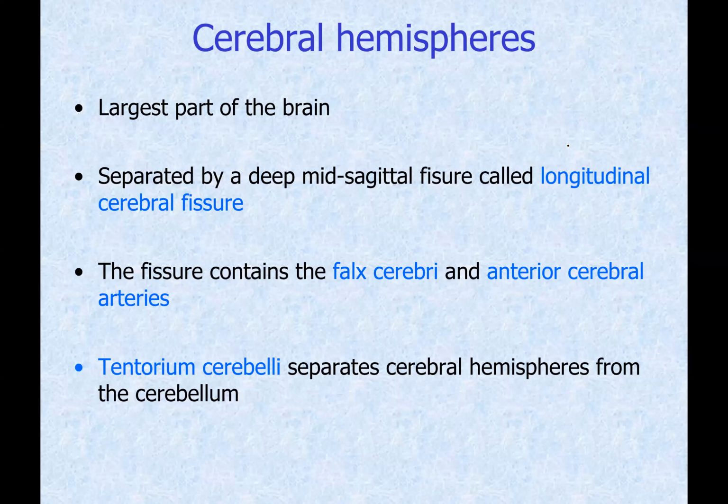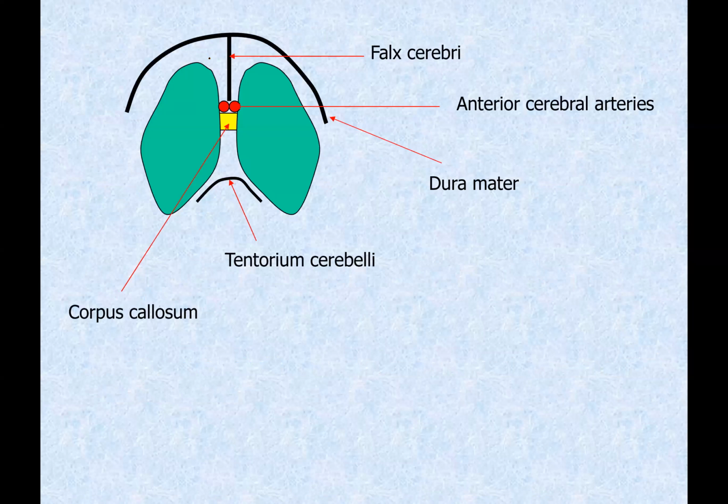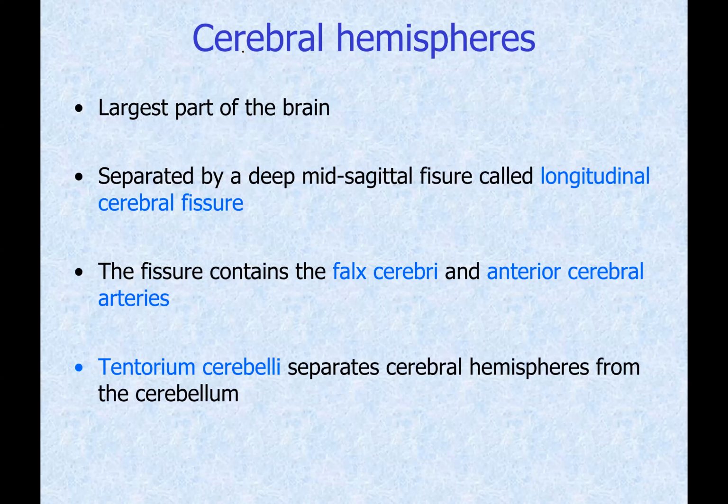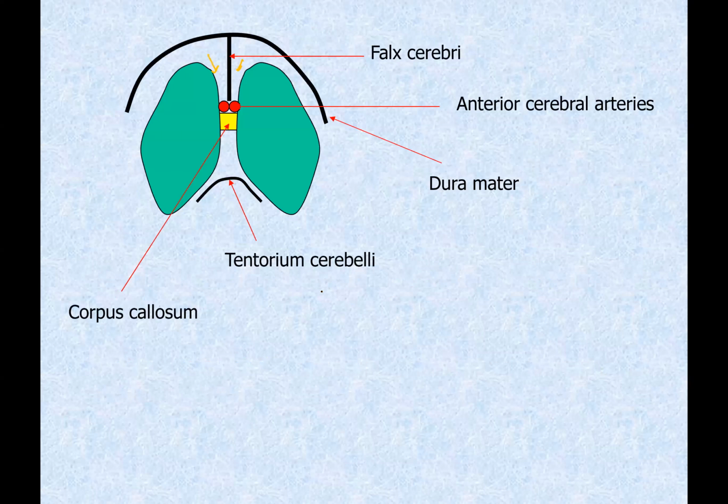So the cerebral hemispheres are the major parts of the cerebrum, as we saw in the previous slide, and they are separated by a mid-sagittal fissure called the longitudinal cerebral fissure. This fissure contains what is called the falx cerebri. Of course, there are anterior cerebral arteries. We'll discuss that later, not now. Falx cerebri is actually an extension of the dura mater. This is an extension of the, I'll change the color.